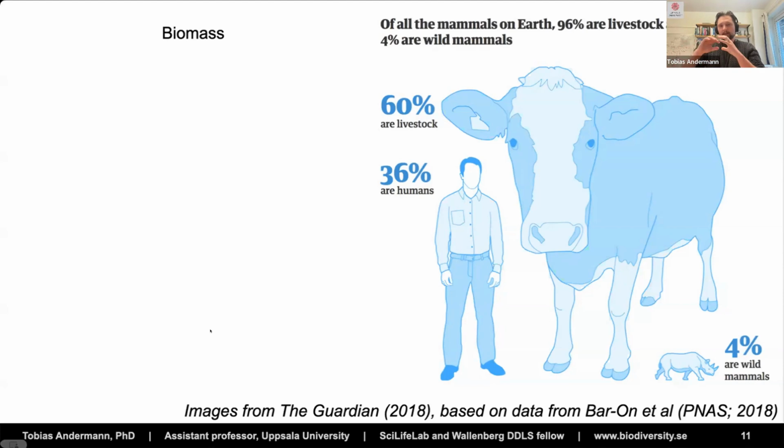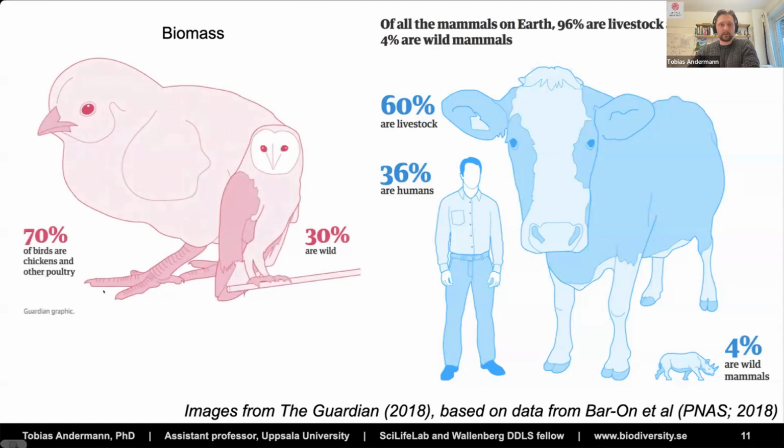So you see how the wild part of this planet has been pushed to the very brink of the total space and volume that it could actually occupy. That's similar for birds, actually. The same study did these calculations: 70% of all bird biomass is made up by domesticated birds, and only 30% are wild.